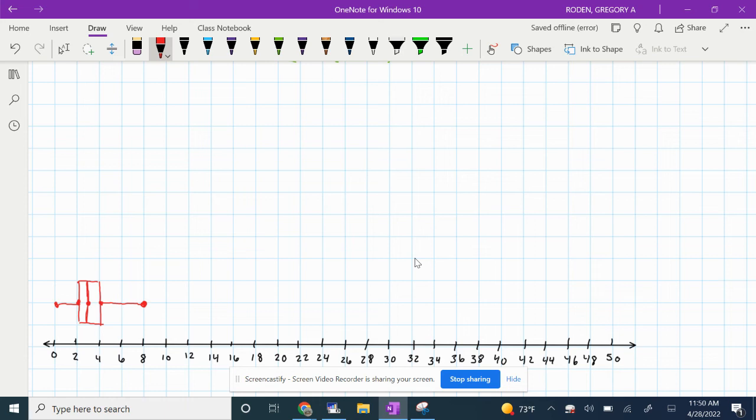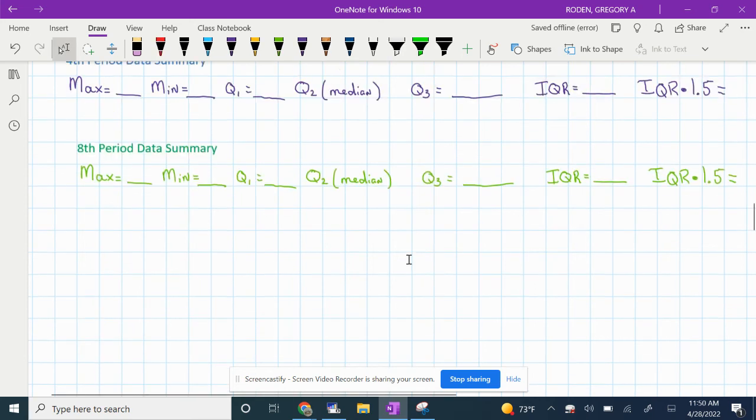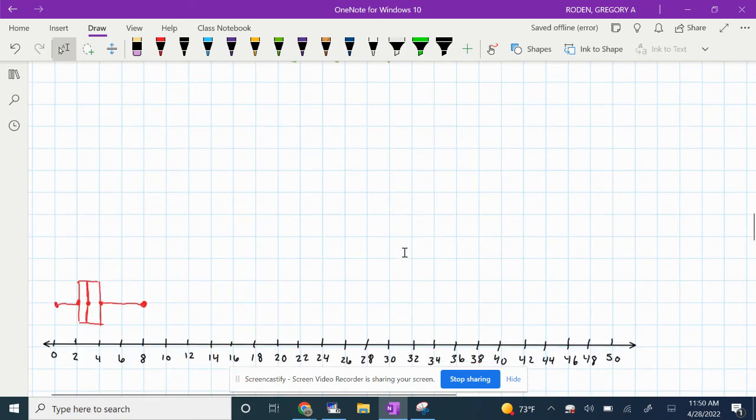Okay, so this is my box and whisker for, what class was this? I believe this was my first period class. So this is a box and whisker for my first period class. Now, notice some things about this box and whisker. Notice I didn't use very much of my number line, and it doesn't seem to have an outlier.